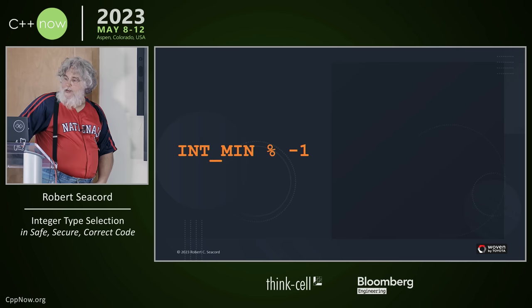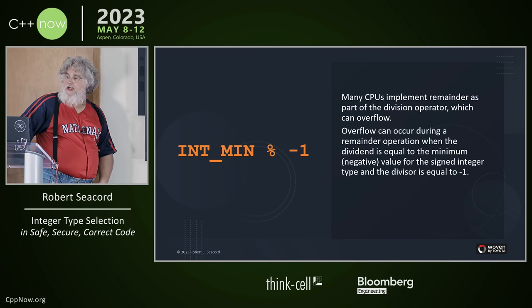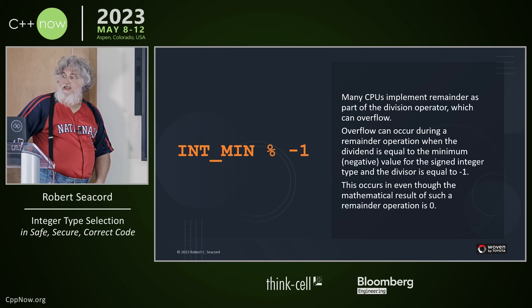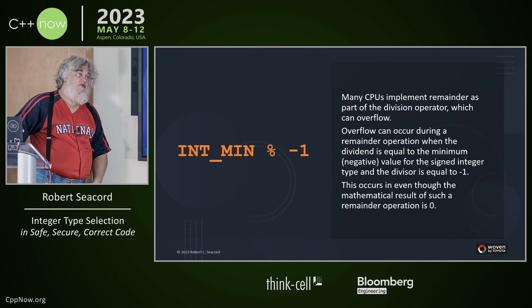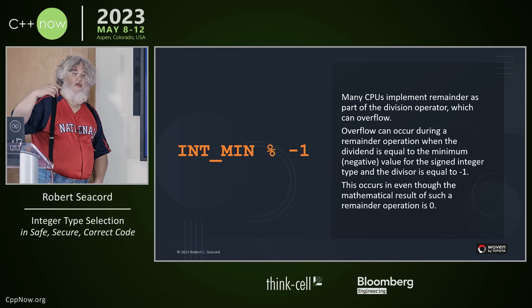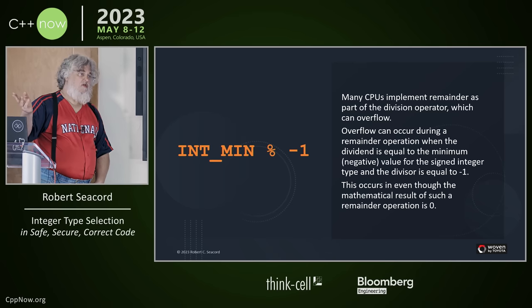But if I say INT_MIN remainder minus 1, on many CPUs like x86, that's implemented using an IDIV instruction. Even though the mathematical result of that is zero, when you execute the IDIV instruction, it's going to say the result isn't representable, and it's going to cause a division error. So you get a fault.